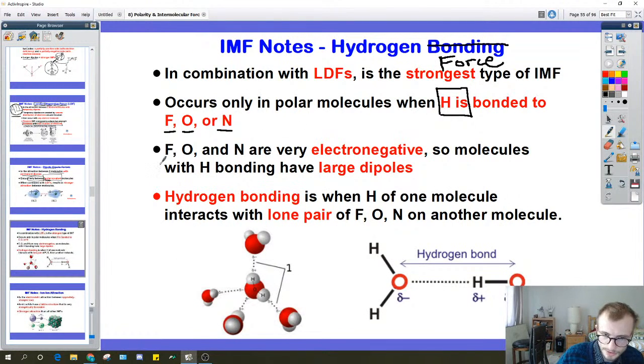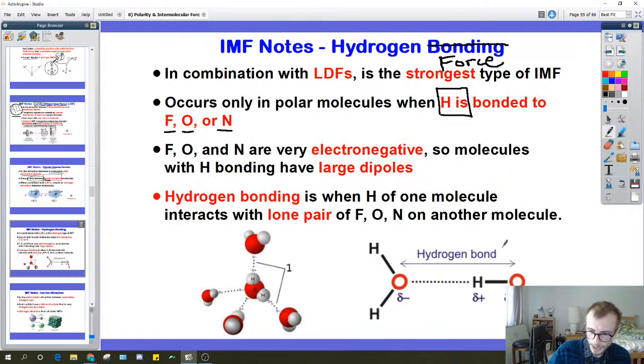And so because they're super electronegative, basically it's the same thing as a dipole-dipole interaction, but it's even stronger. And so as a result, you end up with a really powerful attraction that does a really good job of keeping the molecule stuck together.